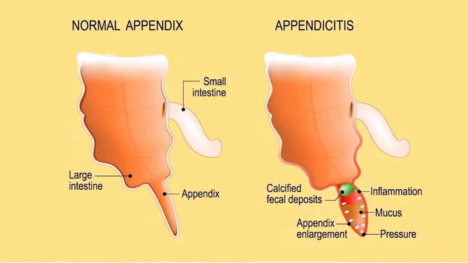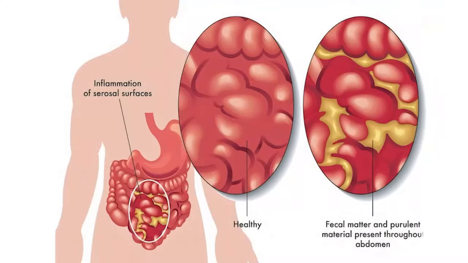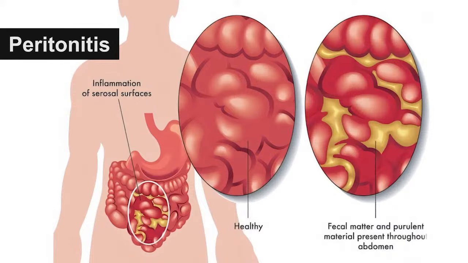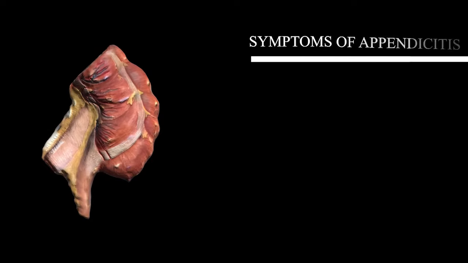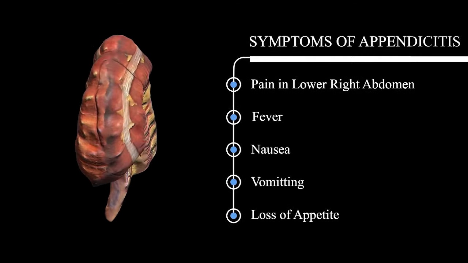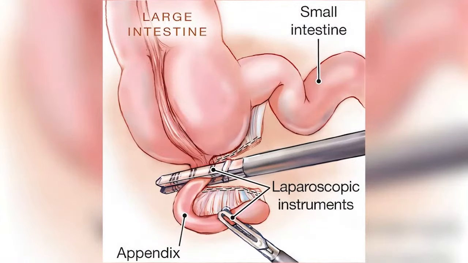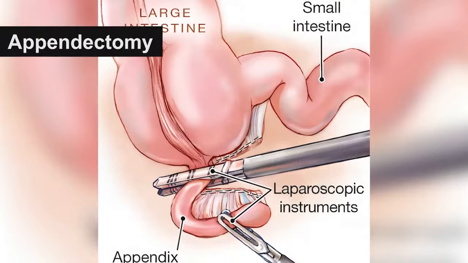If not treated quickly, the appendix can burst, which can spread infection to the rest of the abdomen, a dangerous condition called peritonitis. Symptoms of appendicitis include sudden pain in the lower right belly, fever, nausea and vomiting, loss of appetite. Treatment usually involves removing the appendix through surgery, a procedure called an appendectomy.